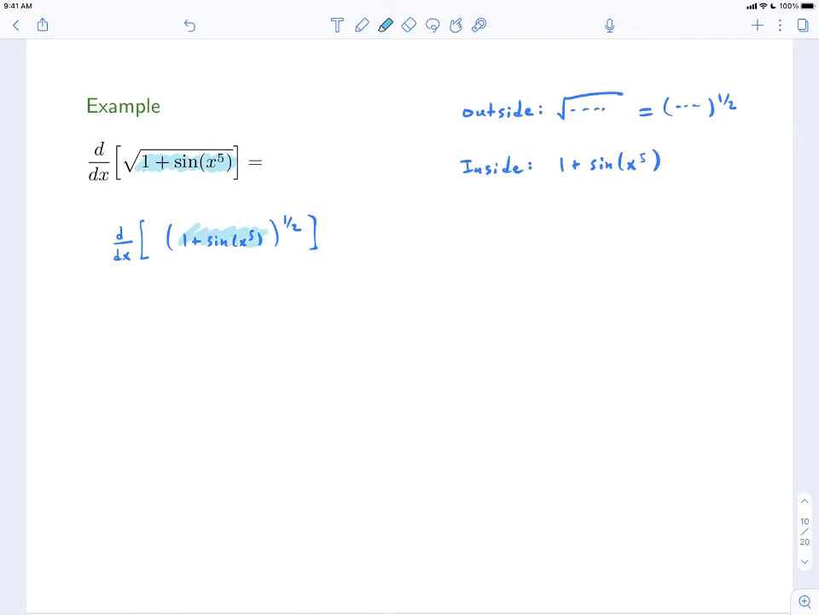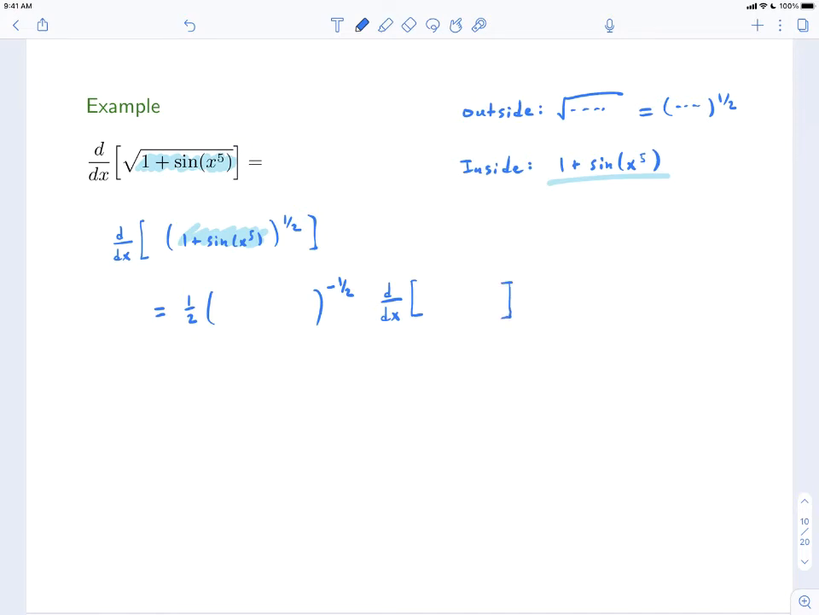So I'm just going to ignore what the actual value is for the moment, and I'm just going to treat it as the inside function. So I have something to the 1/2. If I differentiate something to the 1/2, I use the power rule. So that's going to be 1/2 times that something raised to the minus 1/2, decrease the exponent by 1. And then I'm going to multiply that by the derivative of whatever's inside there.